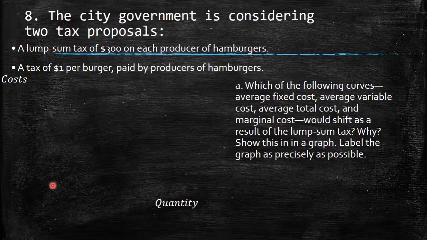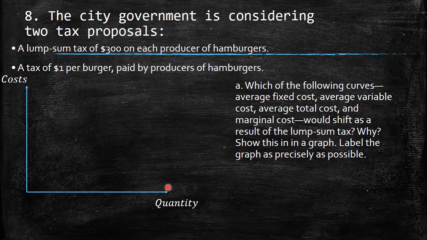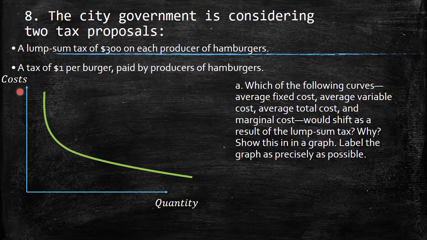Then the first question says, which of the following curves, average fixed cost, average variable cost, average total cost, and marginal cost, would shift as a result of the lump sum tax? Show this in a graph. Label the graph as precisely as possible. So first, what are the axes? The x-axis is quantity, in this case quantity of hamburgers, and the y-axis is the cost, measured in dollars. Here we have the first curve, which is the average fixed cost, and we'll label it 1.